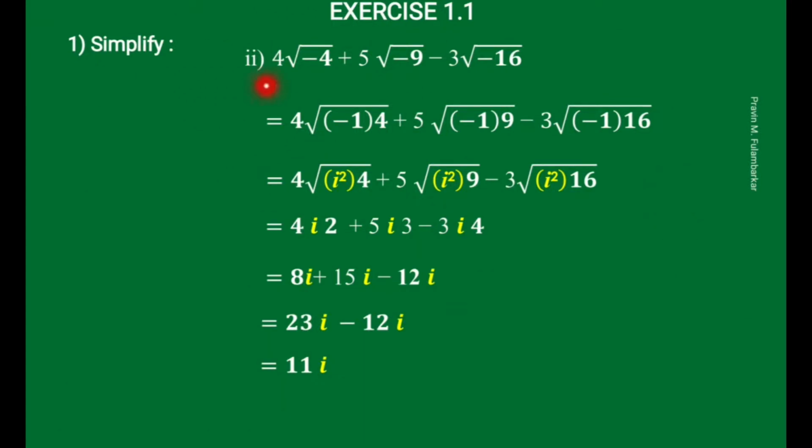So in this way we can solve sub question second. So in this question you can directly skip these first 3 steps and directly write here square root of minus 4 as 2i. So 2 into 4 you can directly write 8i. Square root of minus 9 which is 3i. So 5 into 3 you can write plus 15i, and here minus square root of minus 16 as 4i. So 4i into 3 you can write here 12i. Now see next example.